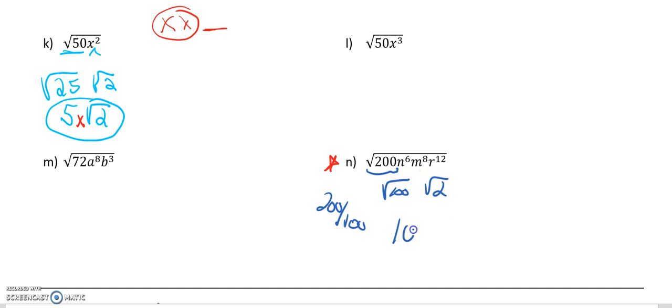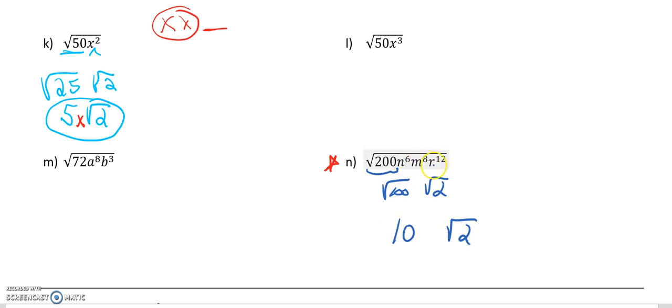Square root of 100 becomes 10. And the square root of 2, well, that becomes really nothing. So we just leave it as the square root of 2. That is not a perfect square, so just leave it as is. If it is a perfect square, like 100, take it out of the house and make it 10.